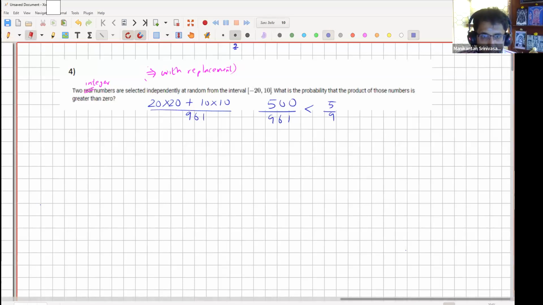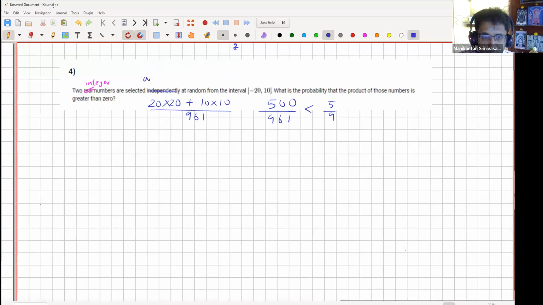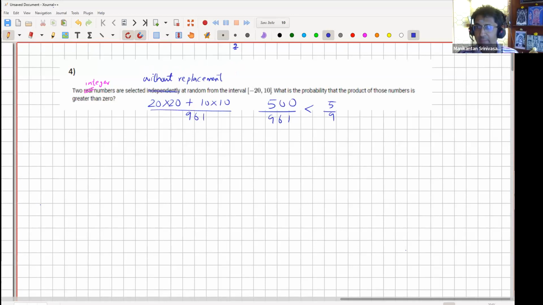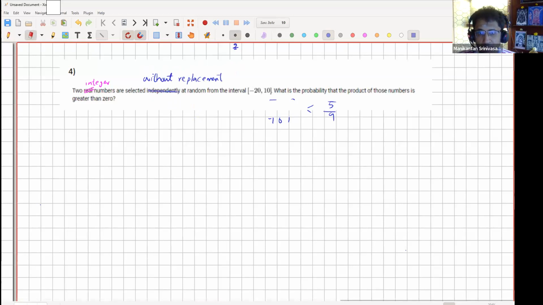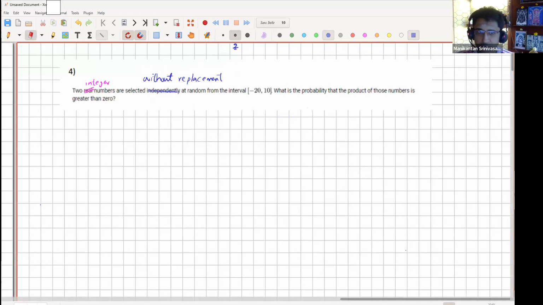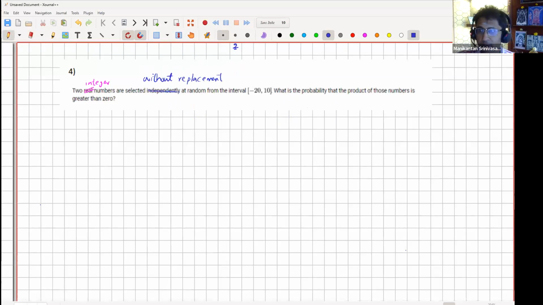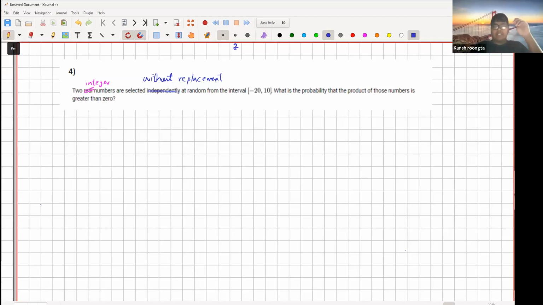Okay, now again integer, and now I won't say selected independently. I'll say selected without replacement, right? Earlier was with replacement. So without replacement, which means there is dependence, which means I pick an integer and then I pick another integer. Now do the same problem. First of all, do you think the probability will be less than the 500 by 961 or it will be greater than that? What does intuition say? I want some intuition first. Actually, sorry, greater. Yeah, greater. The denominator will be less.